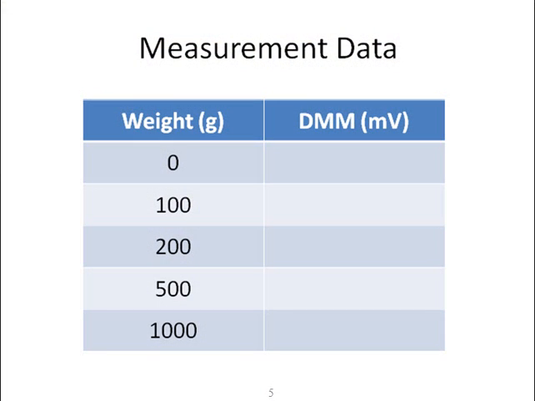This table summarizes the idea of load cell measurement. Different weights will be applied to the load cell, and the output of the Wheatstone bridge will be measured using the DMM. One thing that may be worth mentioning is the output of the Wheatstone bridge is not necessarily zero when there's no load applied. This is called an offset. If you watch carefully enough, you probably already noticed that the DMM shows 0.4 millivolts in our demo.